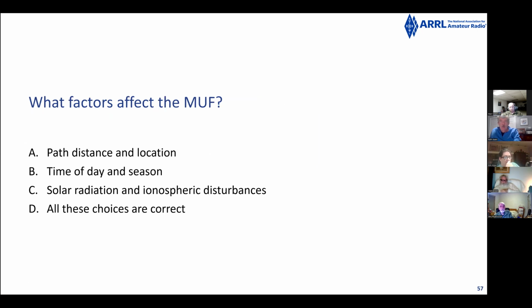What factors affect the MUF? A, the path distance and location between 2 points. B, the time of day and season. C, solar radiation and ionospheric disturbances. Or D, all of the above. This should be easy. All of the above? Yep, all of the above. Okay.